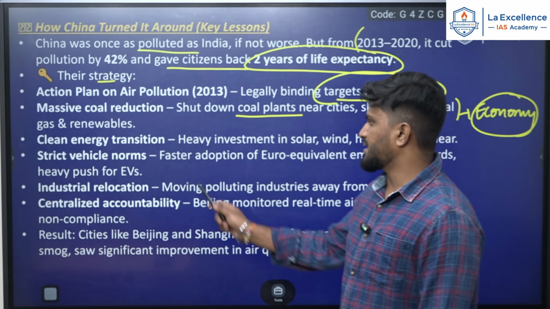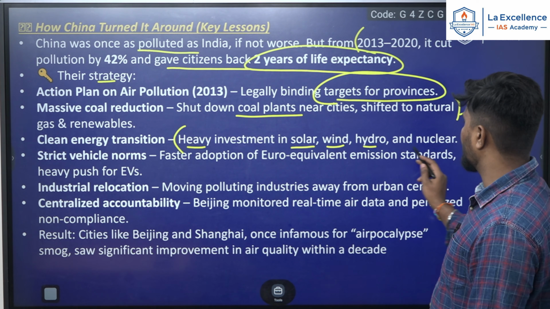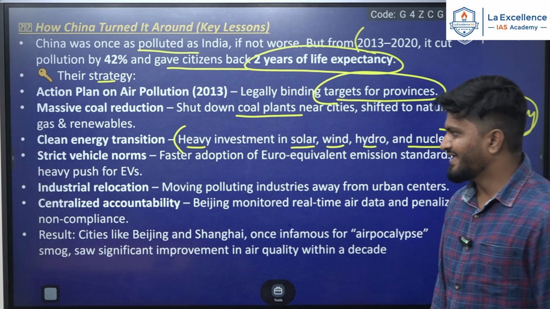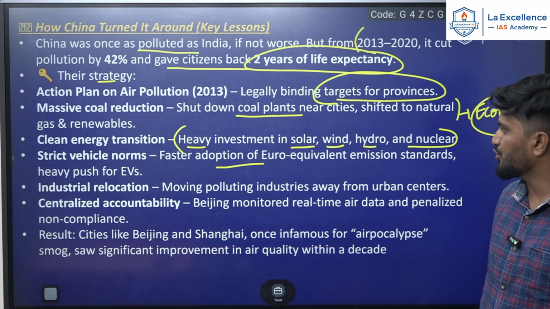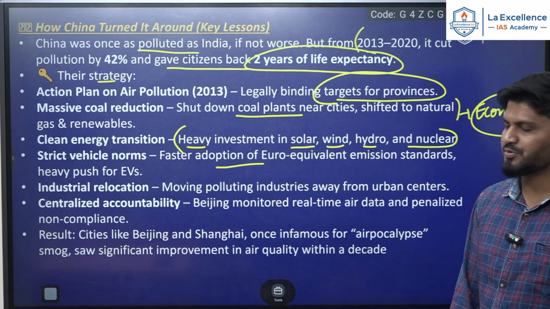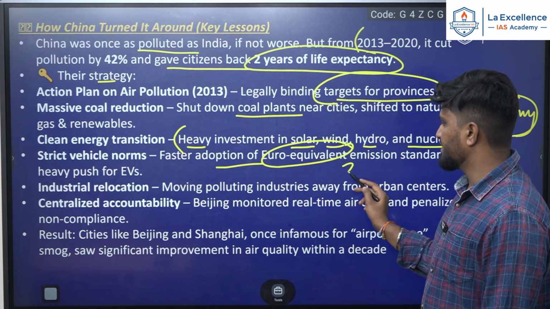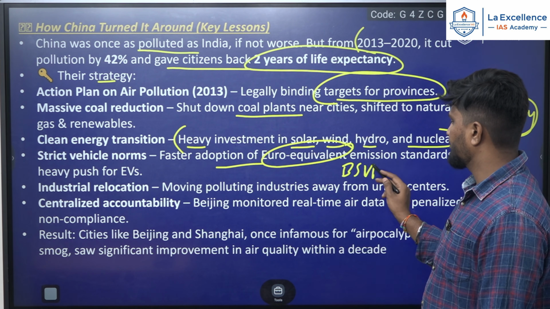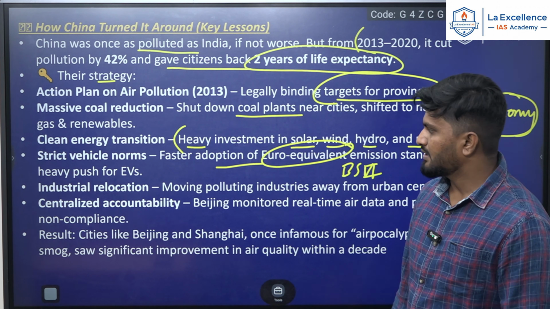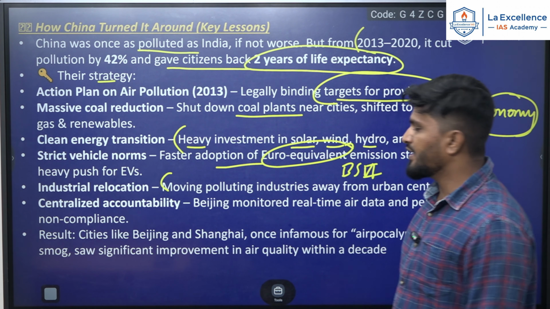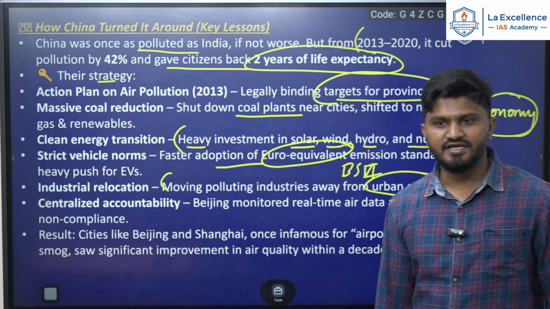Next, clean energy transition. China made heavy investment in solar, wind, hydro and nuclear. Next is stricter vehicular norms. Faster adoption of Euro equivalent emission standards, and a heavy push for electric vehicles. India has also adopted Euro equivalent emission standards in BS stage 4 and BS stage 6, but the implementation again lacks there. Then industrial relocation. Moving polluting industries away from the urban centers has helped in improving the air quality index.